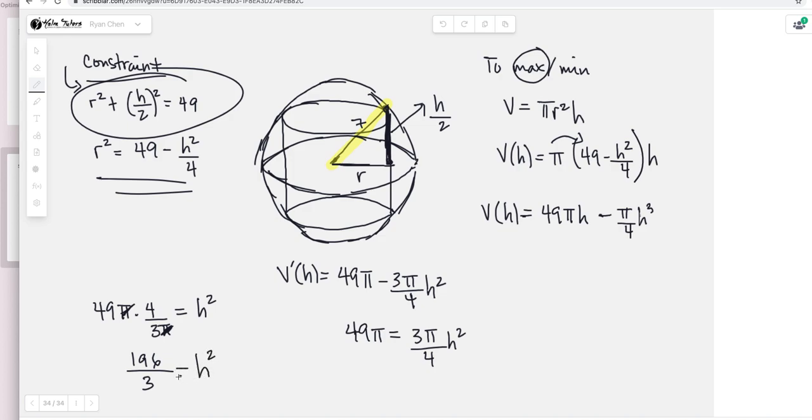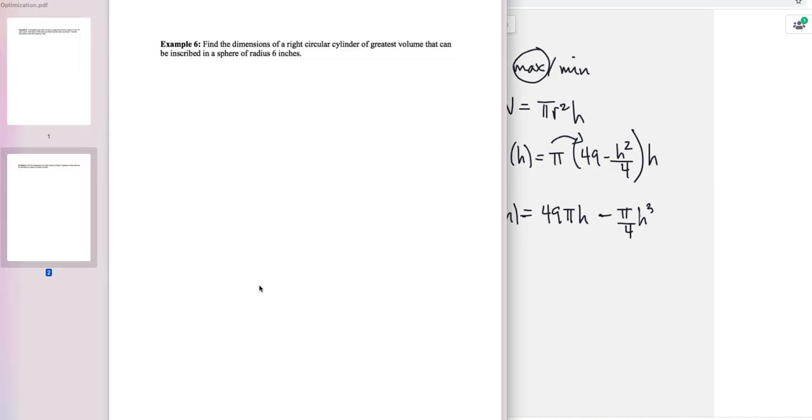196 over 3 equals h squared. So then you get to h from this, and instead of plugging in h, you should plug in h squared to find out what r is. h squared is right there, right? So plug in 196 over 3 for h squared right there, and then divide that by 4, take it away from 49. Take this square root to get r. From here, you can get h. And so then using those two, you'll be able to find the dimensions.